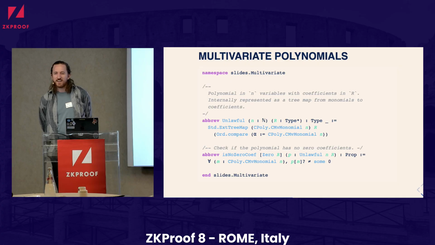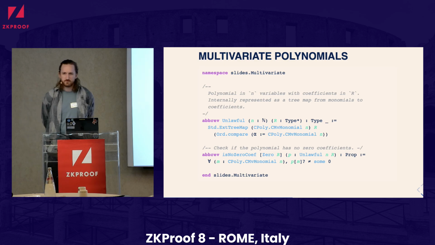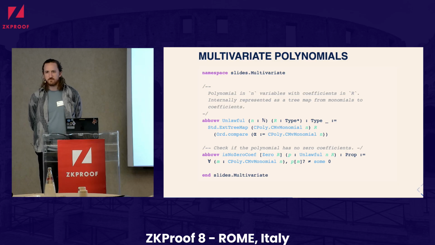The first thing is a monomial, which is a mapping from Fin n to a Nat. The Fin n's are basically the names of the different variables, and it maps to the degree within the monomial, and so it maps each monomial to its coefficient. So the extensional tree map maps a monomial to its coefficient, essentially. Does that make sense?